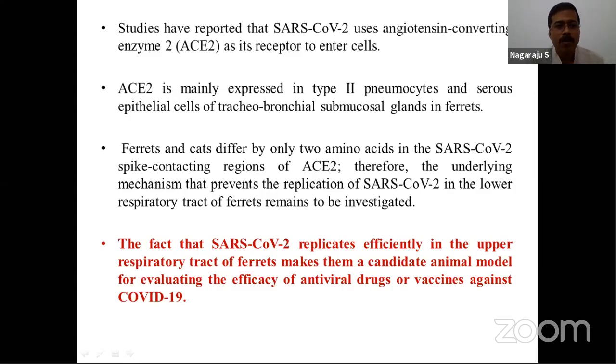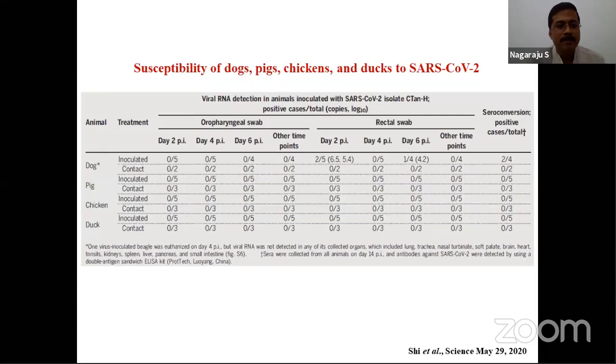Now, our main concern is whether the pets that we keep in the houses, like dog, pig, chicken, and duck, are susceptible to COVID-19 infection, whether COVID-19 can be transmitted by dog, by pig, by chicken, or by duck. This slide gives some of the information about what they have done, whether there is a possibility of transmission. Pig, chicken, and duck.